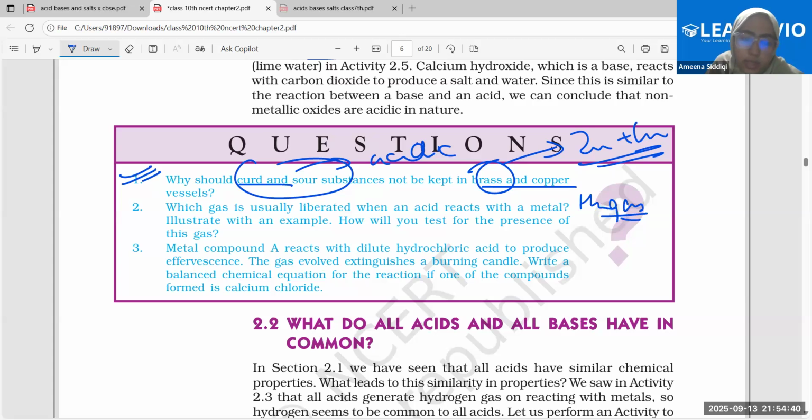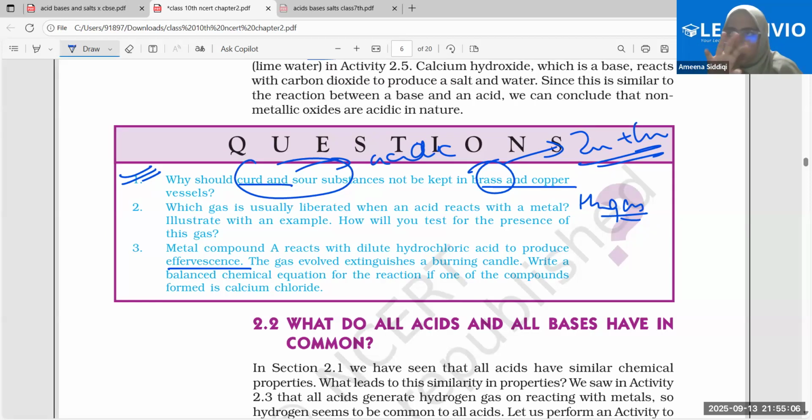You will do that yourself. Metal compound A reacts with dilute hydrochloric acid to produce effervescence. What do you mean by effervescence? Neha, what is effervescence? Ma'am, is it the bubbles produced during the reaction? Yeah, exactly. Whenever the bubbles are produced, that is effervescence.